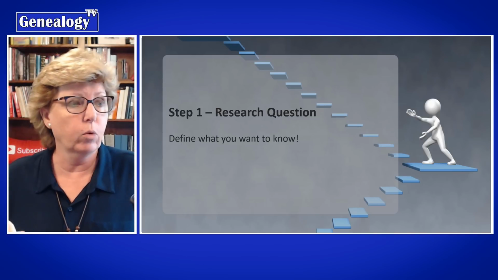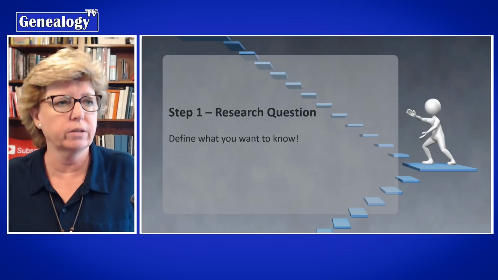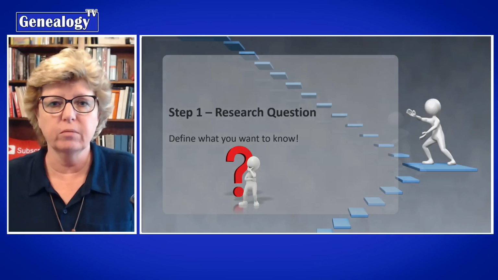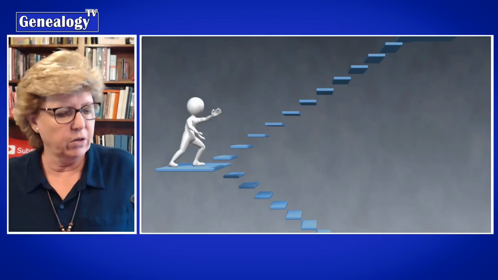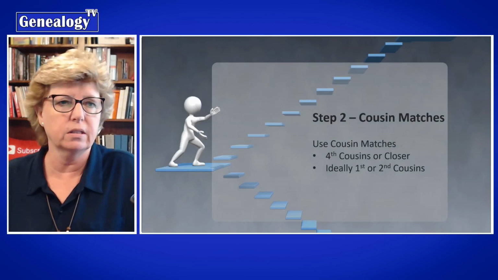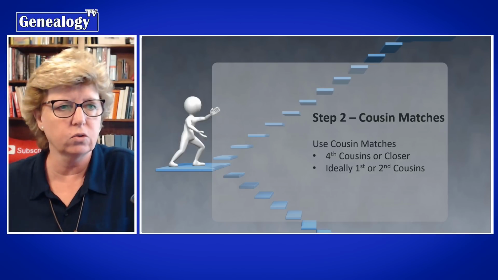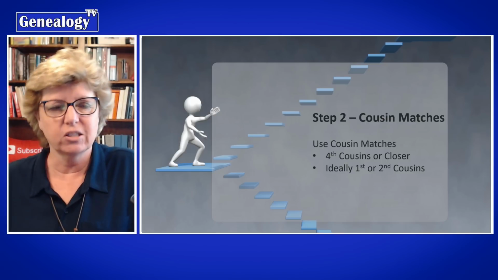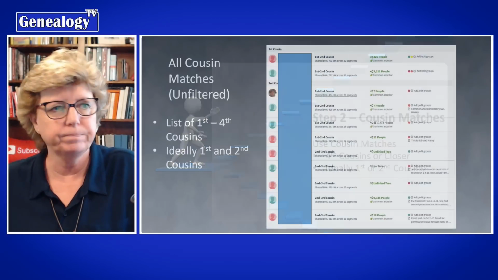Step one is just really to define what your research question is. What is it that you want to know more about? With that in mind, you can move on to step two. Step two is going to obviously be using the DNA cousin matches, but we're really looking at the fourth cousins or closer, and ideally first and second cousins. It just kind of depends on your research question. We'll talk more about that here in just a moment.